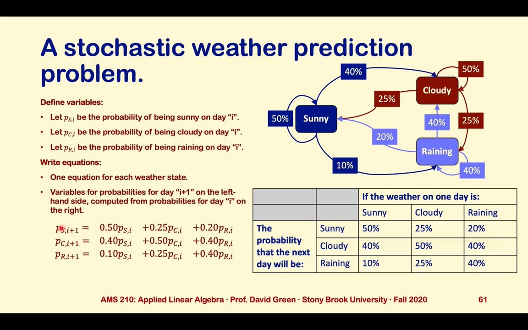So the probability that it's sunny the next day is the probability that it was sunny the current day, multiplied by a 50% chance that it stays sunny, plus the probability that it's cloudy the current day, multiplied by a 25% chance that it becomes sunny, plus the probability that it was raining, multiplied by 20% chance that it becomes sunny after raining.